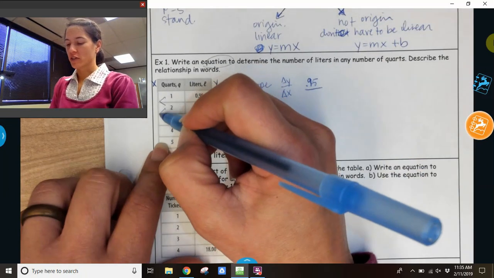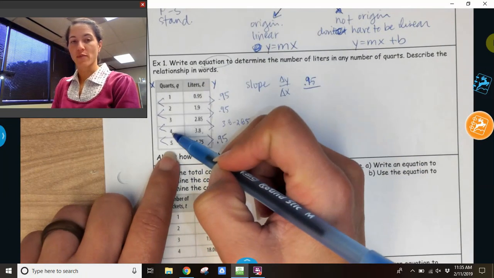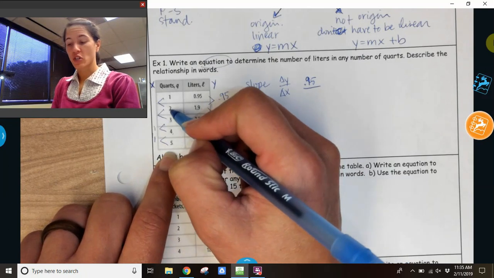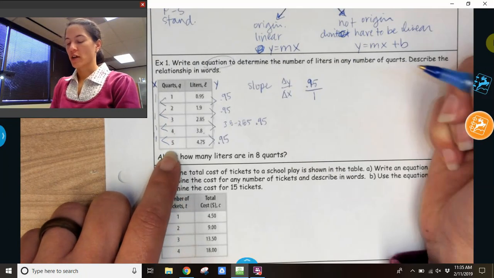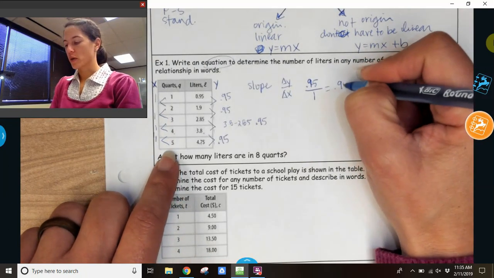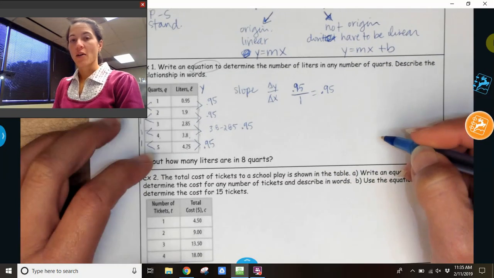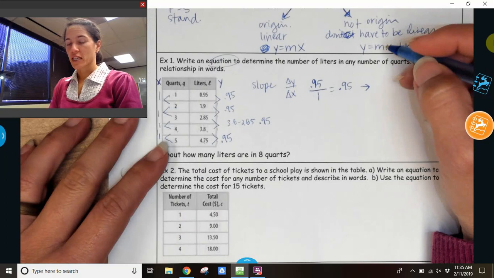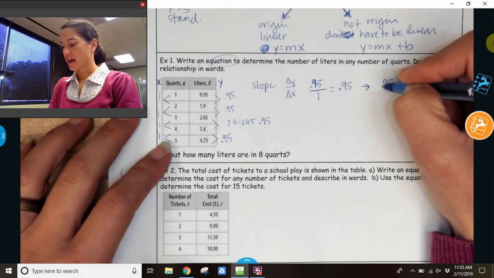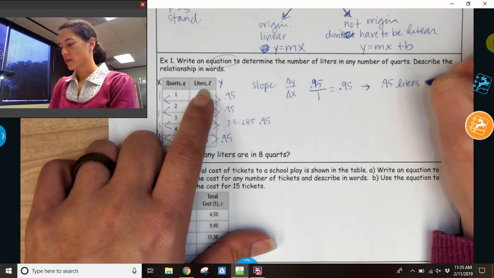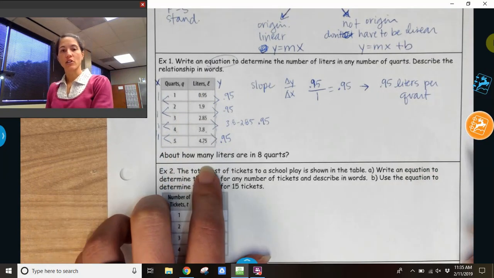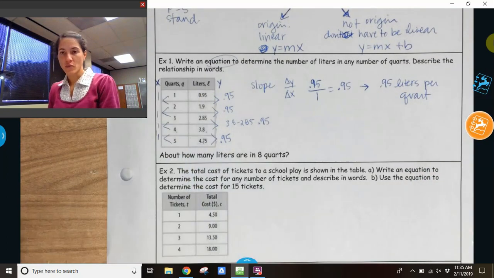The change in x values, if you subtract, 5 minus 4 is 1, 4 minus 3 is 1, 3 minus 2 is 1, and those are going up by 1. So my slope is 0.95. And what that means is that there are 0.95 liters per 1 quart. So that's what the slope means. I've interpreted the slope for you.